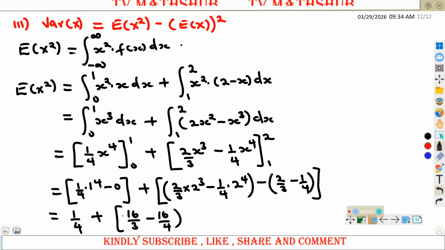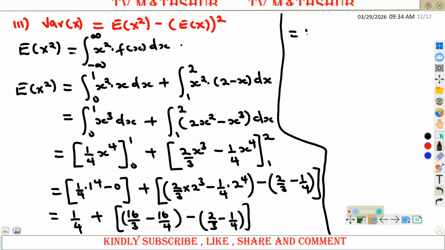Again, we shall subtract 2 over 3 minus a quarter. So let us try to simplify that. This will be a quarter plus 16 over 3. 16 over 3, we shall subtract 2 over 3. Then we shall have minus 16 over 4. Then minus minus, it will be plus 1 over 4.